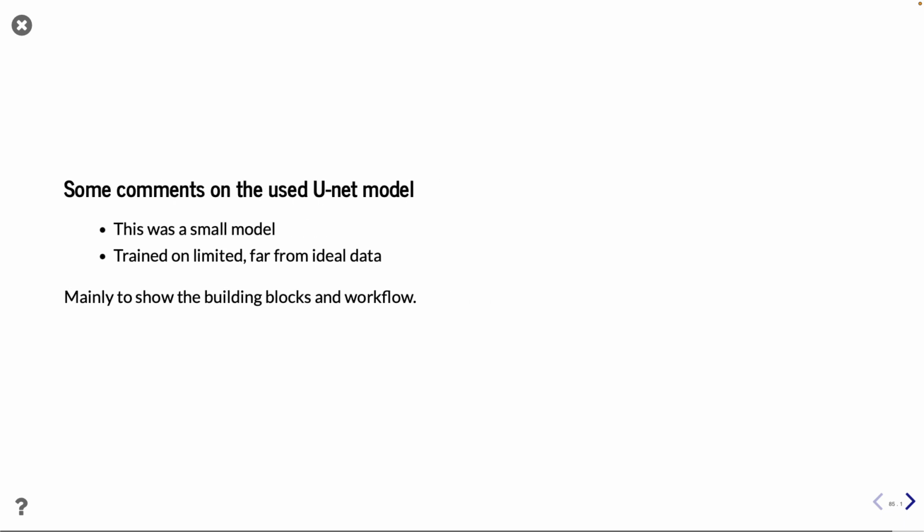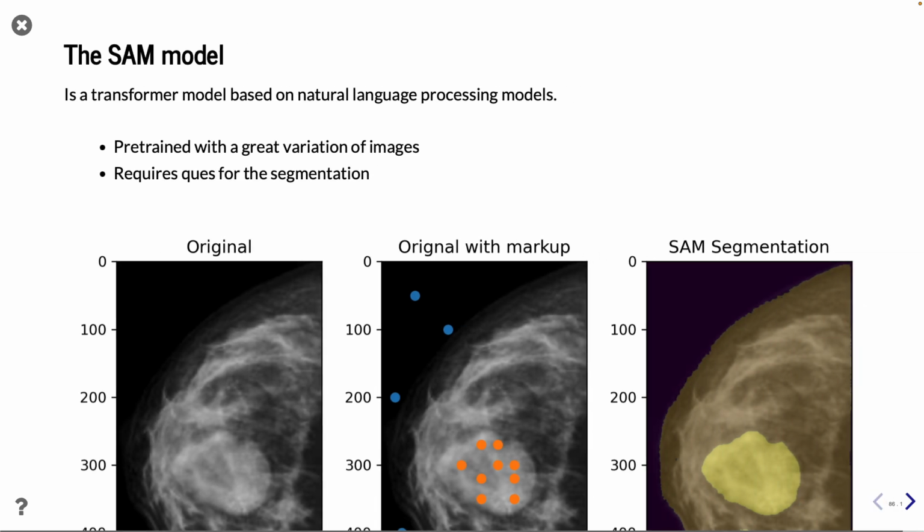This was now a very small model and also trained with limited and not ideal data, but it was more about showing the workflow and the building blocks that you would need. Another model that has come up in recent years is the SAM model. SAM stands for Segment Anything Model. And it's a quite nice model, but it requires that you give it some seed points for the segmentation.